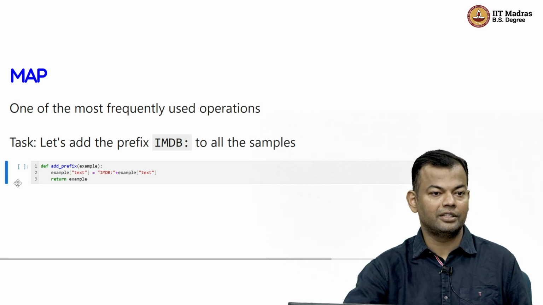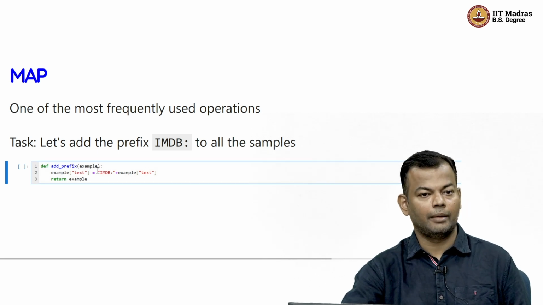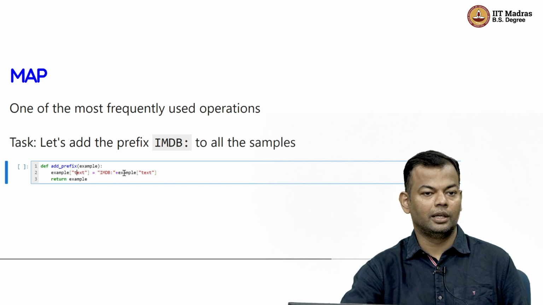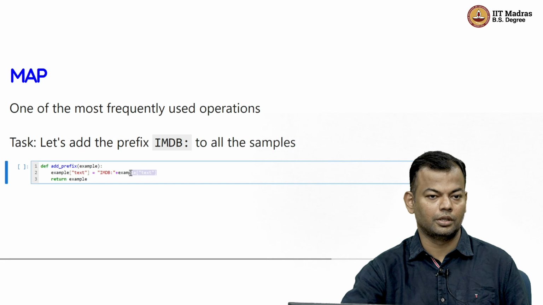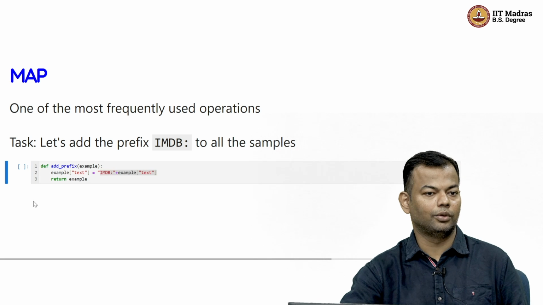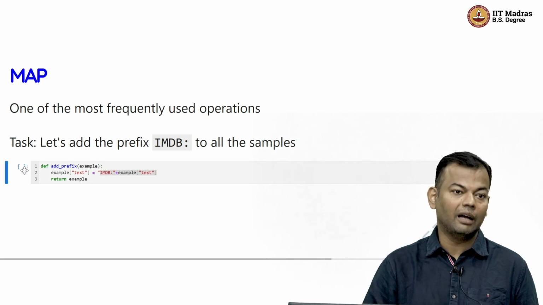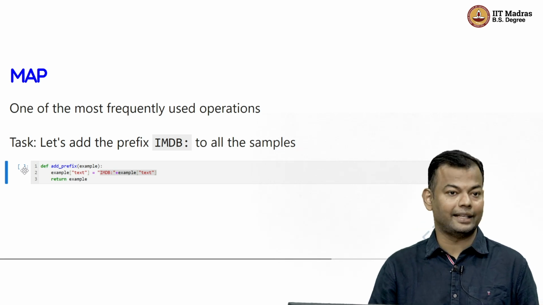So what I have done here is first define this simple function which takes in one example and takes the text of that example and adds the prefix IMDb to it. The original text is taken, and you are adding the prefix IMDb to it and storing it as the new text. That's very simple, what you're doing here. So you have created a function which takes one example and does the required processing on that example, right?